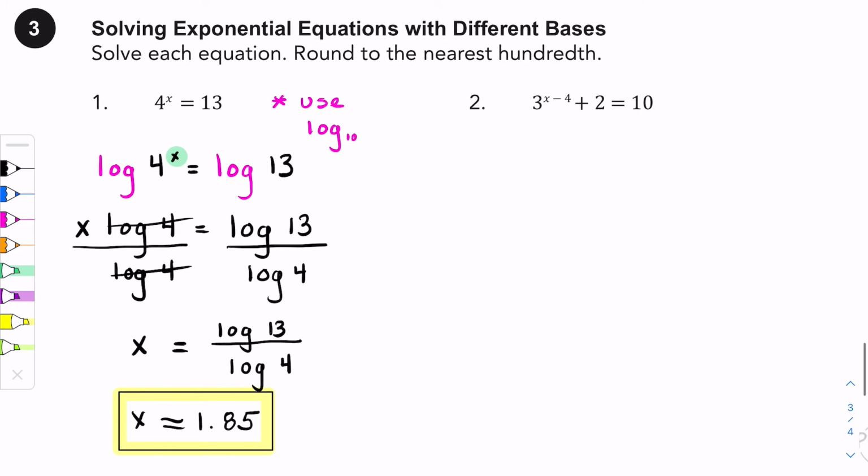Number 2, 3 to the power of x minus 4 plus 2 is equal to 10. Well, we're going to check to see if we can create a common base first. You always want to check to see if you can use a common base. So I'm going to subtract 2 from both sides, and I end up with 3 to the power of x minus 4 is equal to 8. Of course, you could break 8 down to 2 cubed, but that does not give you the same base on both sides. So the only thing I can do is I can use my common log.